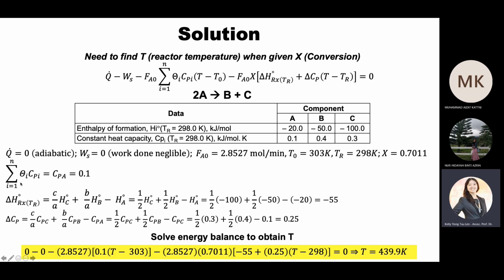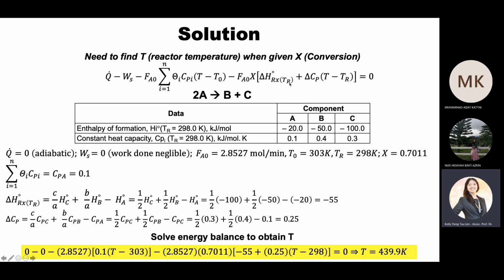There are no other compound. So theta ICPI jadi terus CPA sebab sepatutnya theta ACPA, but theta A is 1. So it become theta ACPA, terus ambil nilai CPA which is 0.1. So done. Okay, so in bracket T kita nak cari, we leave it. T0 303, okay, the feed temperature. Yang belakang FA0 is 2.8527 again. Conversion 0.7011 given in the question.